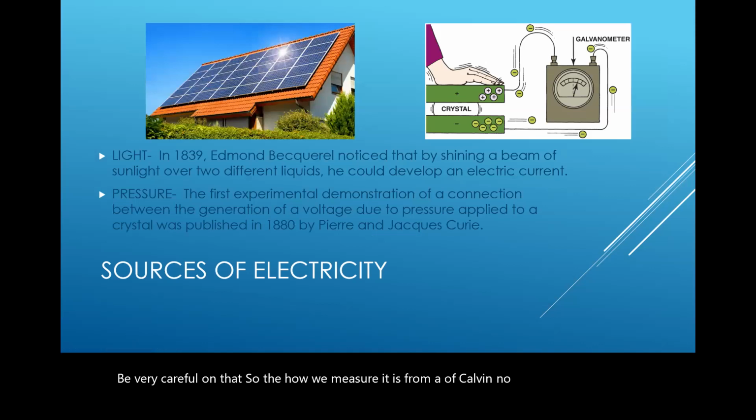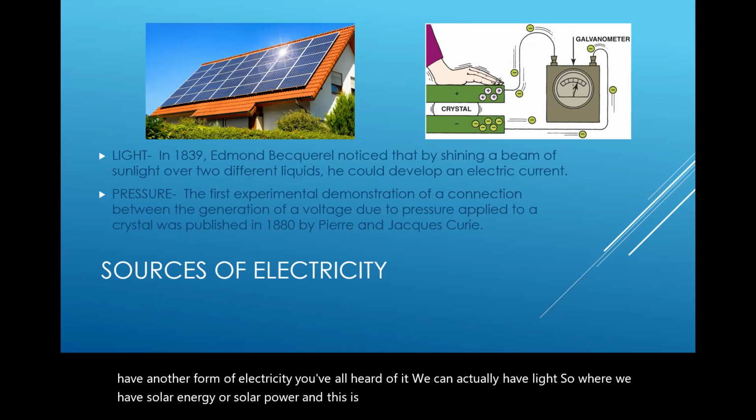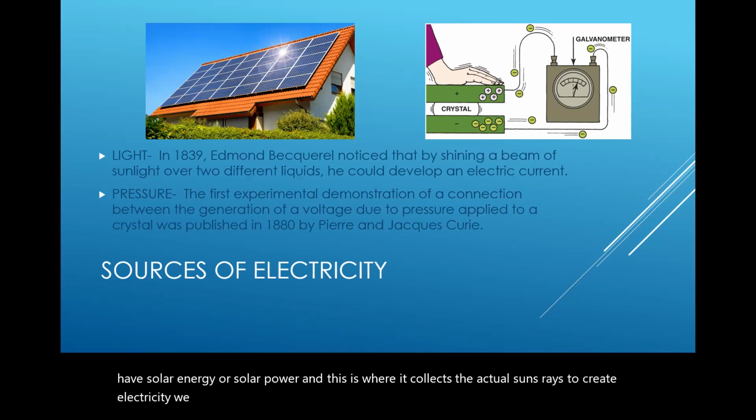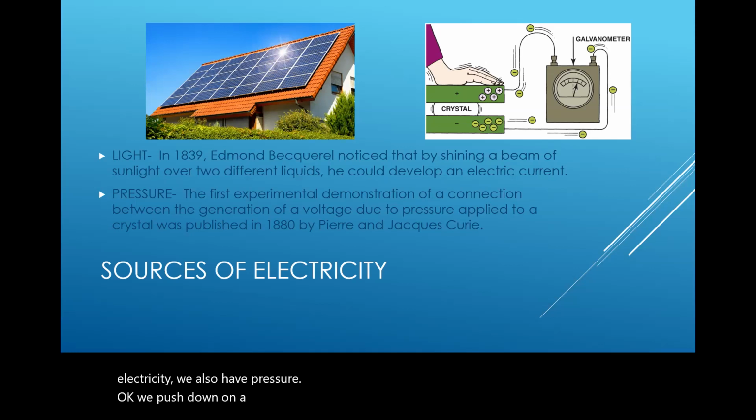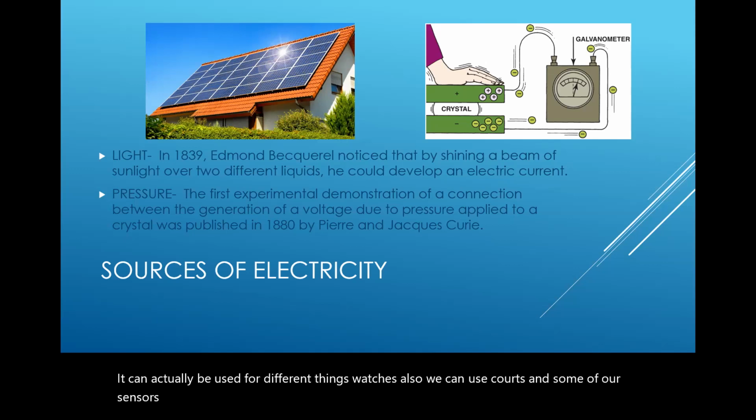We can also have another form of electricity. You've all heard of it. We can actually have light, so where we have solar energy or solar power, and this is where it collects the actual sun's rays to create electricity. We also have pressure. Okay, we push down on a crystal. Quartz is a good example too. Quartz can actually be used for different things, like watches. Also, we can use quartz in some of our sensors on some of our cars too.